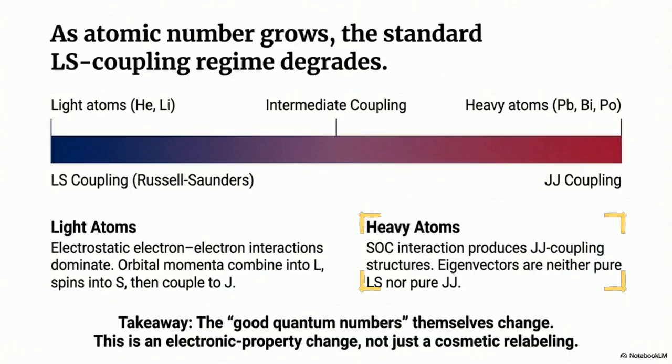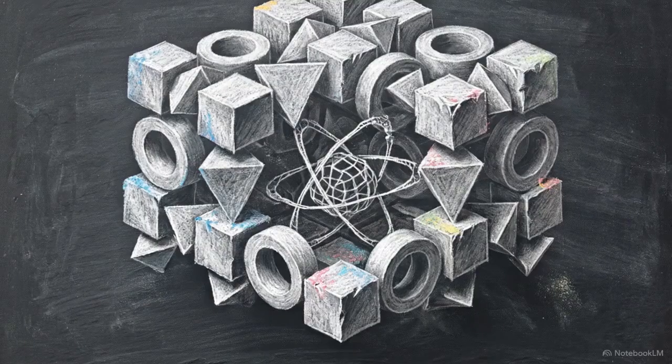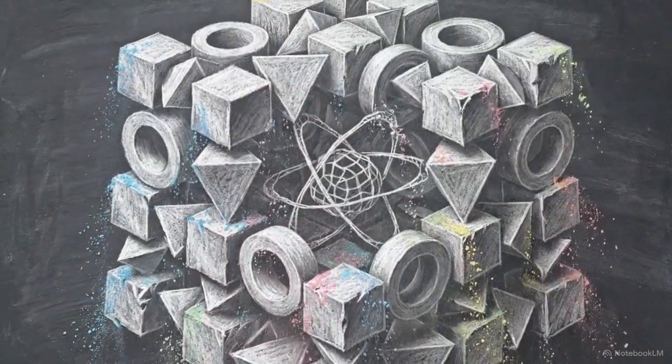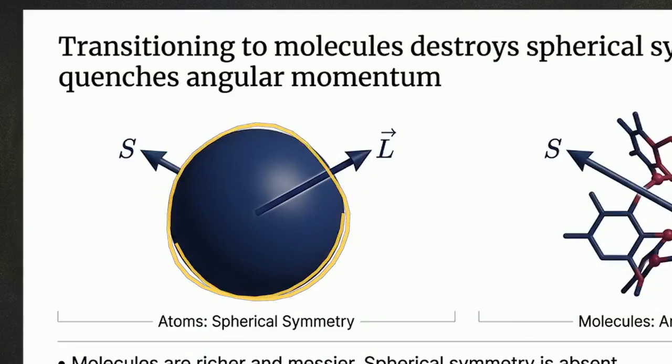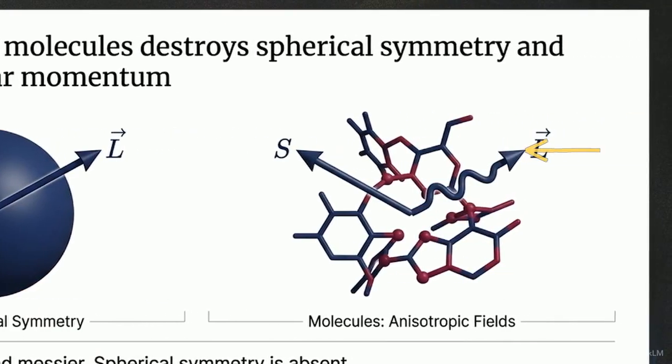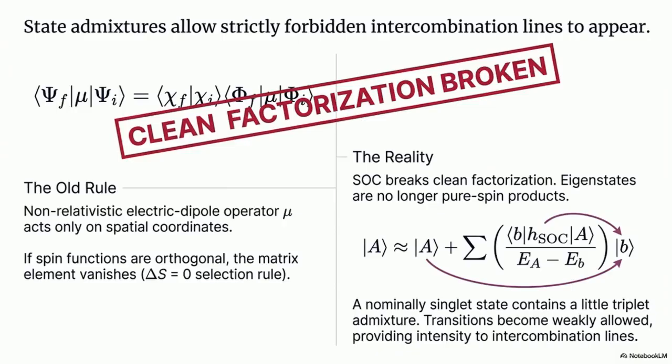coupling structures. The physical environment changes even further and becomes much more complicated when an individual atom becomes embedded within a dense, complex molecular lattice. In these environments, the clean spherical symmetry of the atom is lost. The asymmetrical fields of the molecule quench the orbital angular momentum, making the simple atomic picture less accurate. This leads to state admixture.